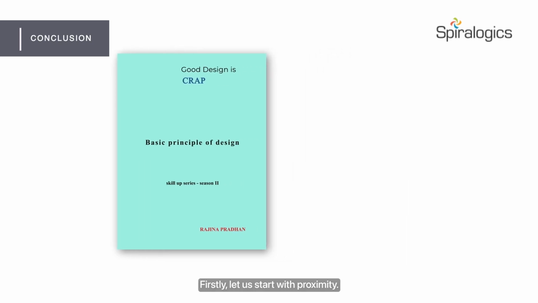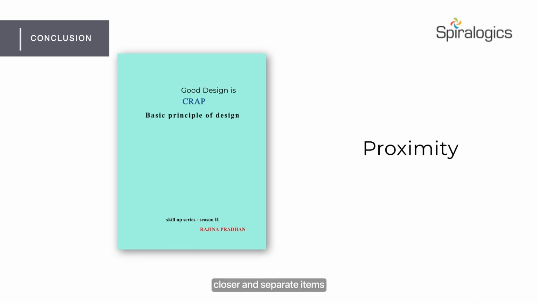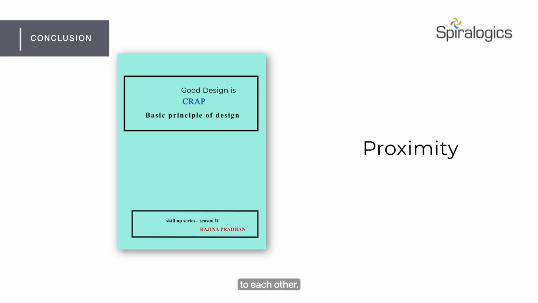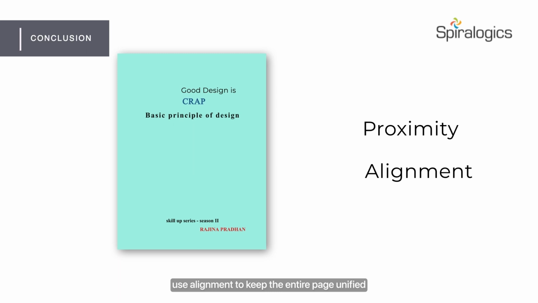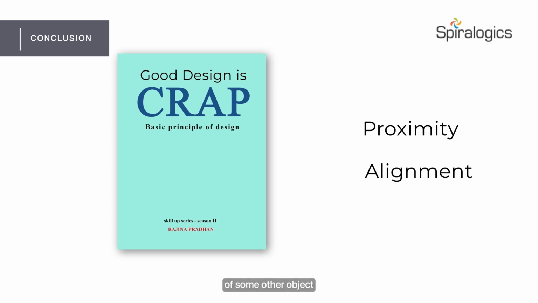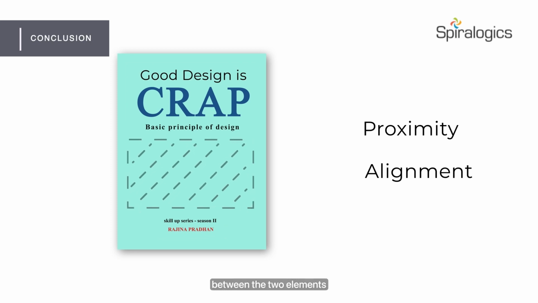Firstly, let us start with proximity. Keep the related things closer and separate items that are not directly related to each other. Now it's clear that two topics are closely related to each other. After that, let us use alignment to keep the entire page unified by aligning every object with an edge of some other object. Here, even though the author's name is far from the title, there is a visible connection, an invisible line between the two elements because of strong alignment to each other.